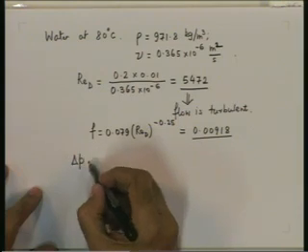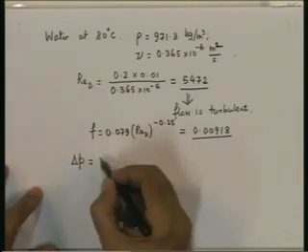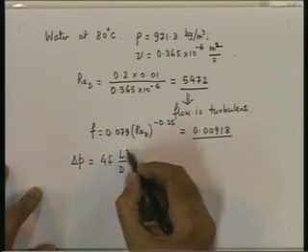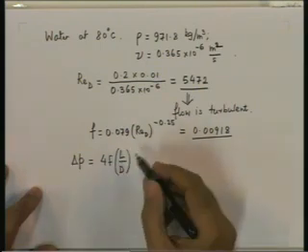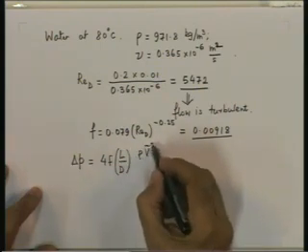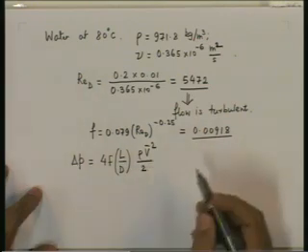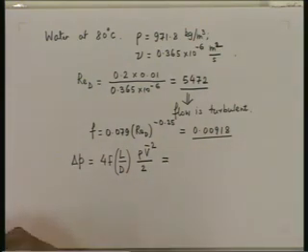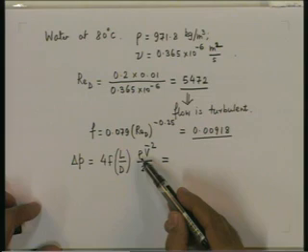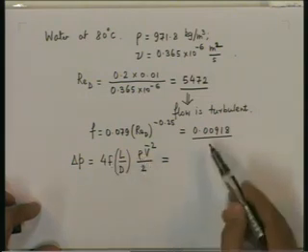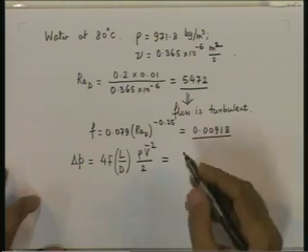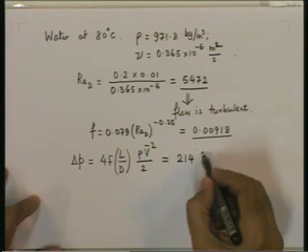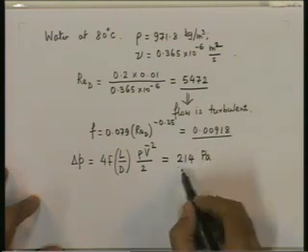And the pressure drop will now be 4f times L by D times rho V bar squared by 2. Compared to the first case, we have the density which is slightly different and the friction factor which is also lower, and the resulting value of pressure drop is 214 Pascal.